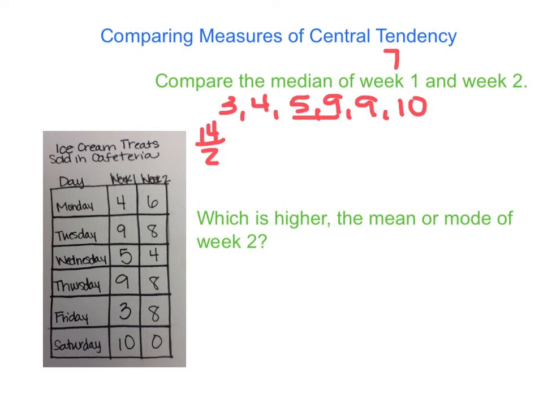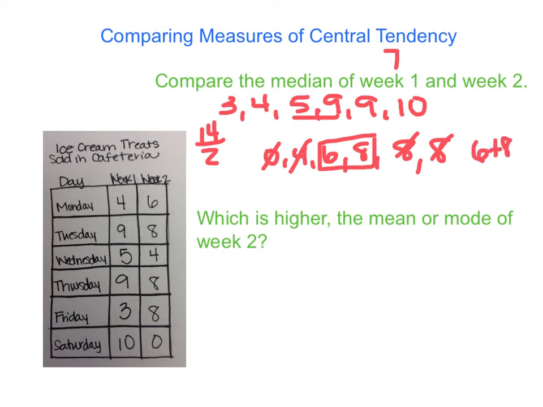Now I'm going to look at week 2, and when I put those in order, I have 0, 4, 6, 8, 8, 8. If I work myself towards the middle there, my 2 numbers are 6 and 8. So if you add those up, you get 14. If you take 14 and divide it by 2, you get 7. So you would say that the median of week 1 and week 2 are the same.